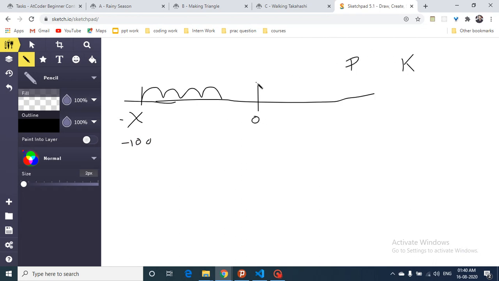Now, is it beneficial to go right or left? If I go left, then my x will decrease, but the absolute value will increase. Like if I go left, it will become minus 115, then the absolute value will increase. So why should I go to the left?